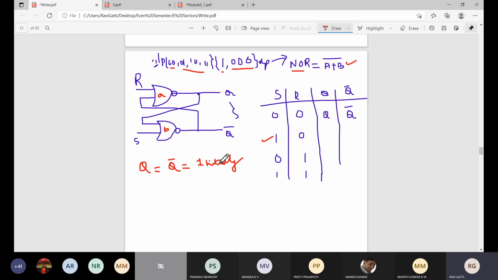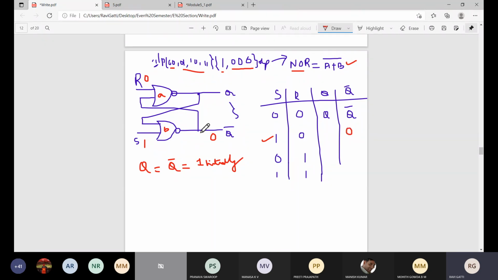Now you can see, when I give S equal to 1 and R equal to 0, what happens? Can anybody tell me what is the output of gate B? Zero. Why? Because if any one of the inputs is 1, the NOR gate output will be 0. So when S is equal to 1 and R is equal to 0, your Q bar is equal to 0.